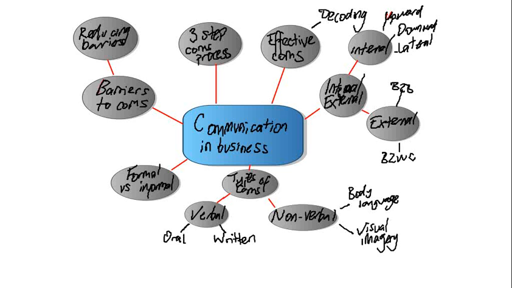Welcome to this fourth video of the Business Management Unit 2 Outcome 1 Summary, Communication in Business. In this video we're going to look at types of communication, so the different types of communication that individuals or businesses have available to them to try and communicate with their stakeholders.